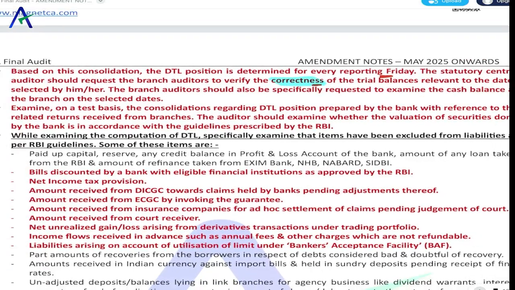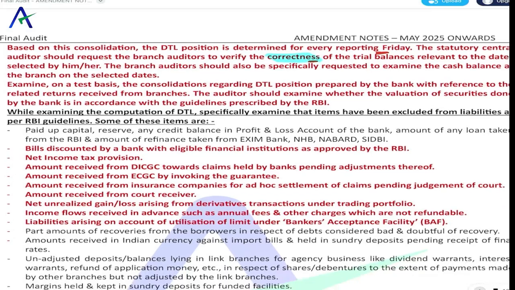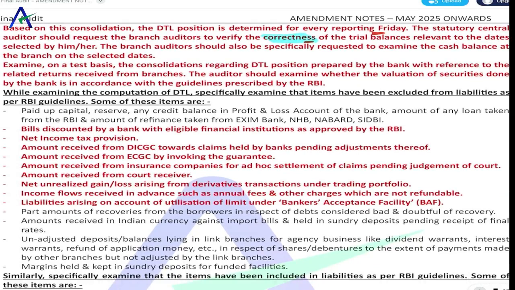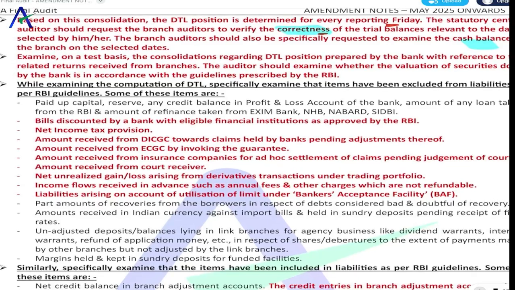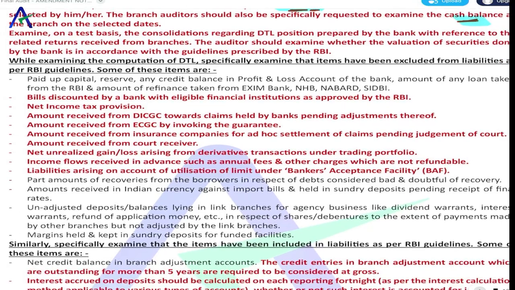Right, so it says the weekly trial balance is to be sent by the branch auditors. And again, branch auditors, before you send that data, you need to check the correctness of the trial balance relevant to the date selected by him or her. And the branch auditor should specifically be requested to examine the cash balance of the branch on the selected dates, right? So one, the branch auditor has to check the correctness of the trial balance, and second, also examine the cash balance. Then examine on a test basis, right?